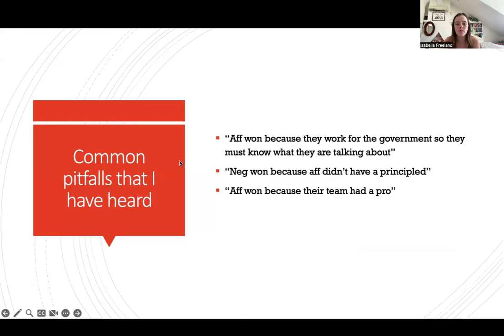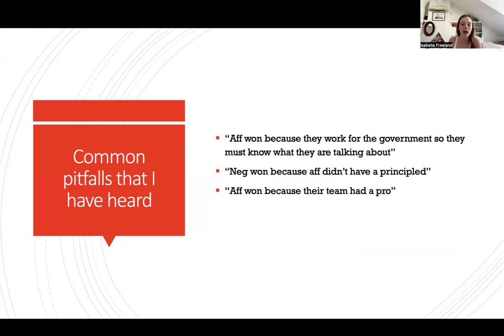These are a few common pitfalls I've heard when people have been judging for the first time and weren't sure how they should judge the debate. So for example, saying affirmative wins because they work for the government, so they must know what they're talking about. That's great that affirmative works for the government, but that does not mean that they know what they're talking about. But even if it does, that shouldn't factor into your decision. The average reasonable voter would not know that one team works for the government, so that shouldn't influence your decision.